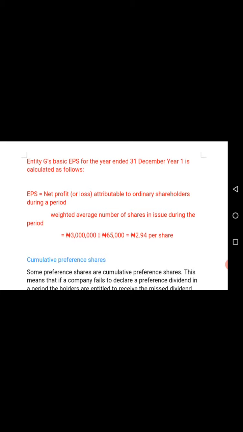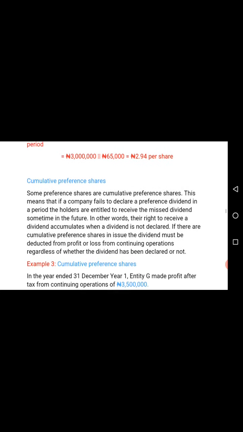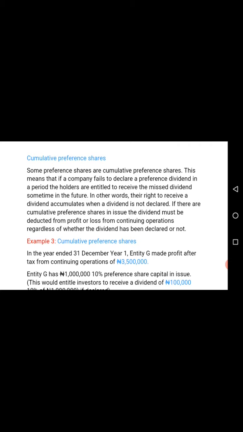You could approximate it to 2.94 per share. This means for every share the ordinary shareholder has, it generates 2.94 naira as his gain, that can be given to him per share. That is his reward per share from investing in that company. Then we'll take a look at cumulative preference shares as we move on.